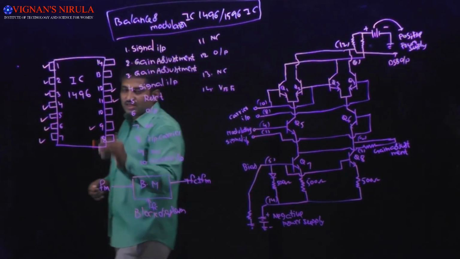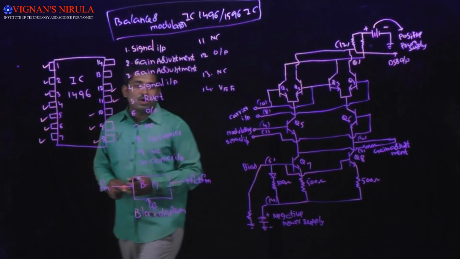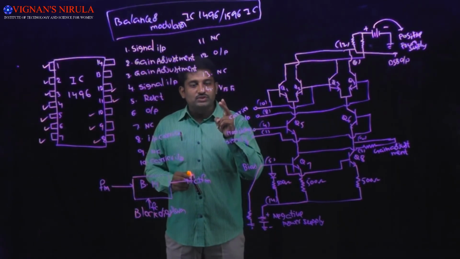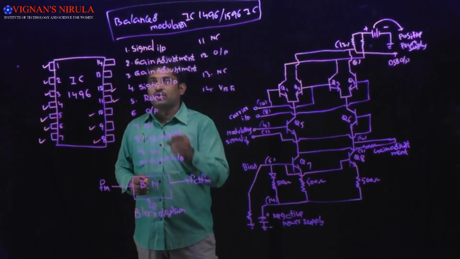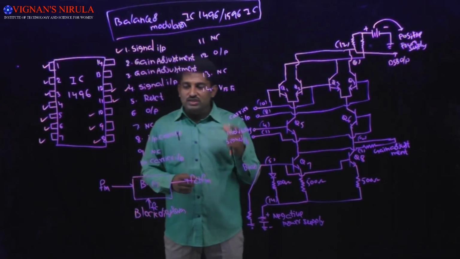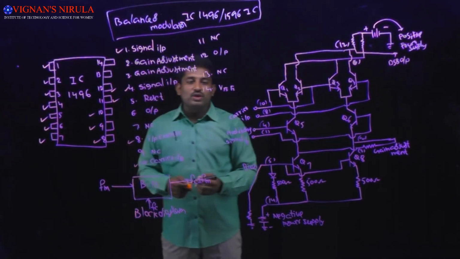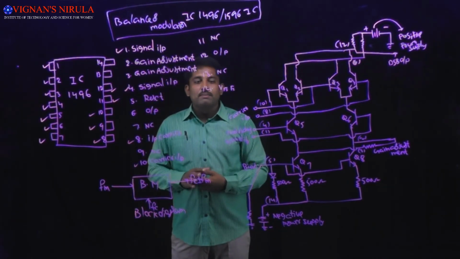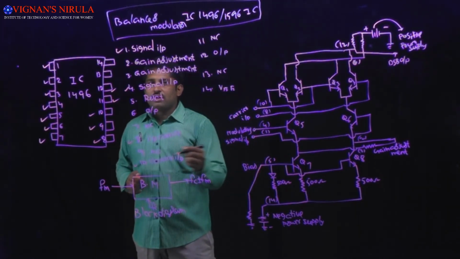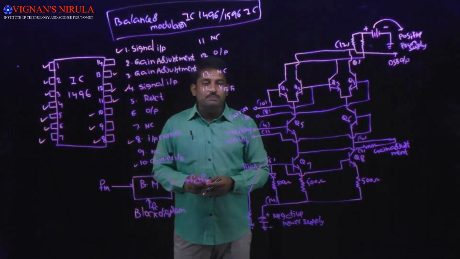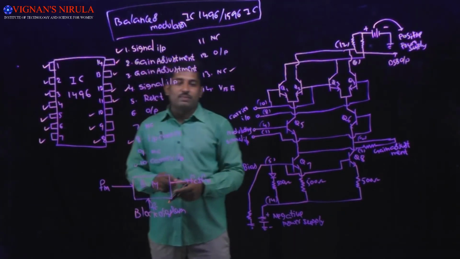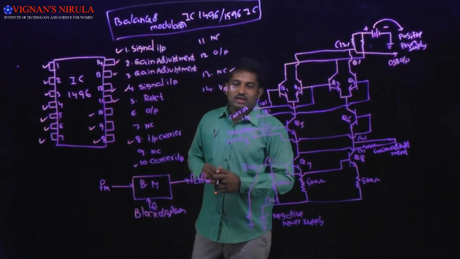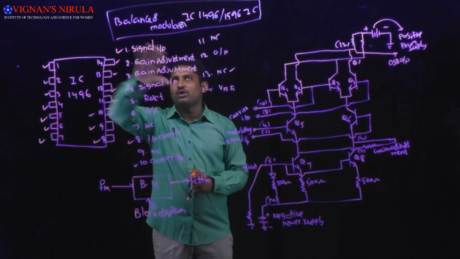And coming to the 8th pin and the 10th pin, the balanced modulator requires two input signals. One is the modulating signal and the other one is the carrier signal. Already we applied the modulating signal by using pin numbers 1 and 4. So by using pin numbers 8 and 10, we are going to apply the carrier signal to the balanced modulator. And coming to pin number 13, that pin will not be used. That's why I represented it here as no connection, and pin number 14 will be connected to VEE. Okay, this is about the block IC version of the balanced modulator IC 1496.